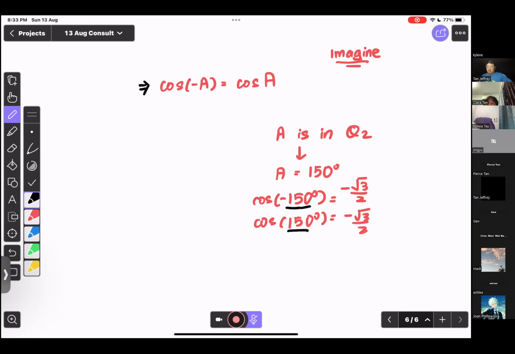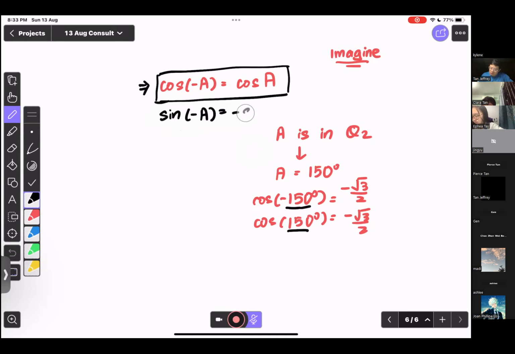Even if this is talking about negative angles, like sine negative something, is it equal to sine positive something? No, sine is different. Sine of negative A will be negative of sine A. Tangent negative A will be negative of tangent A.